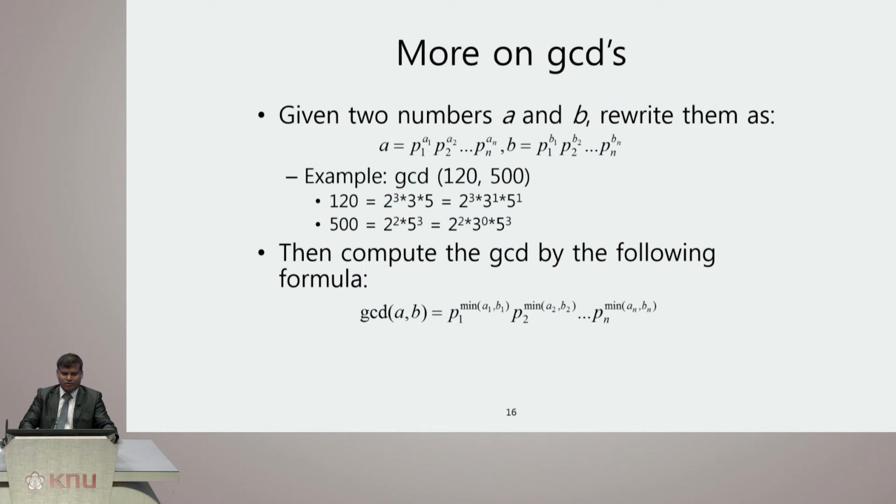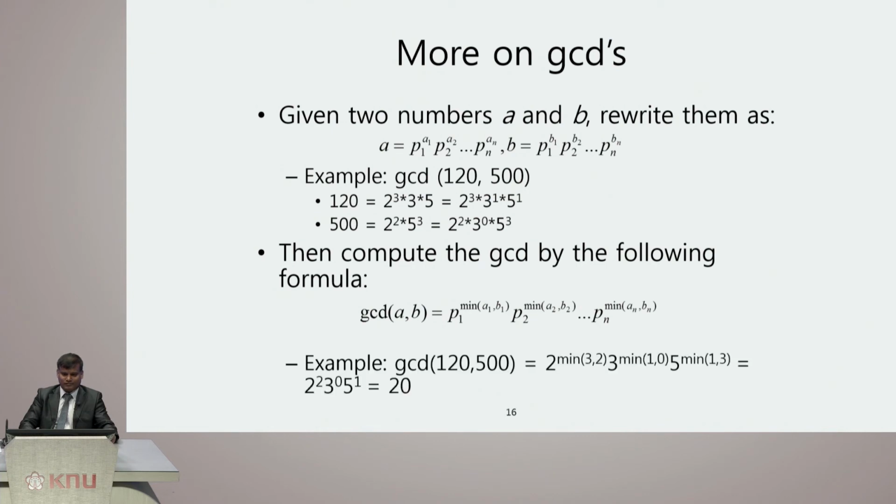GCD of a comma b equals p1 power minimum of a1 comma b1, p2 power minimum of a2 comma b2, till pn power minimum of an comma bn. So this is an example given here for the GCD of 120 comma 500 that can be written in this fashion.